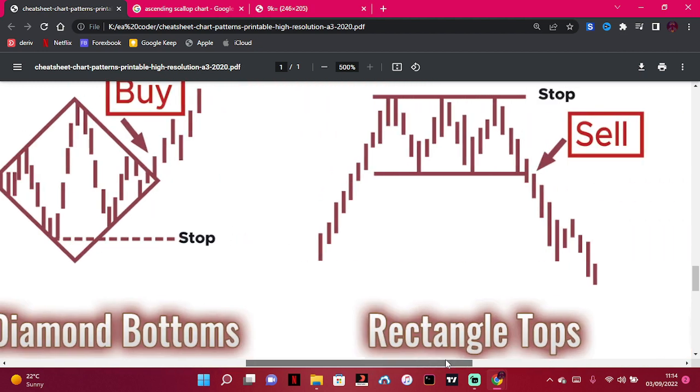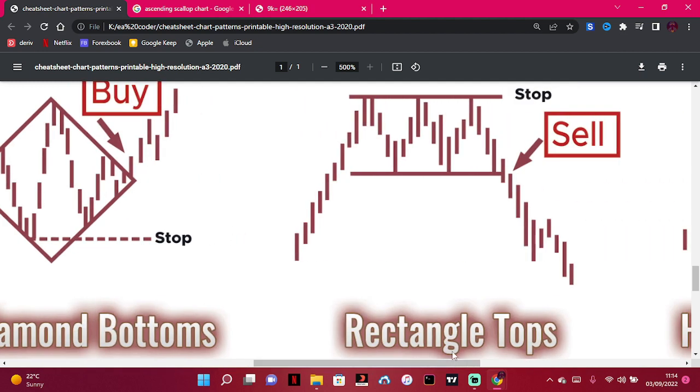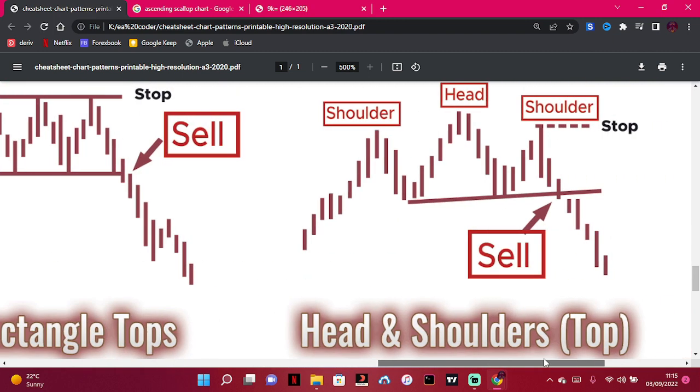And finally, rectangle tops, okay. Rectangle tops are very much common. I'm sure you've seen people actually draw another line here, more like a box, where all the candlesticks are just in a box, and simply wait for the candlesticks to break out of the box and then they enter a trade based on the price direction. So you can definitely give it a try.